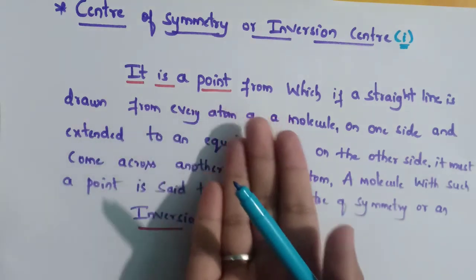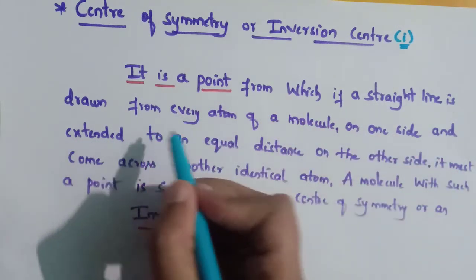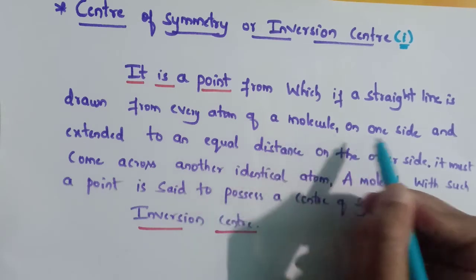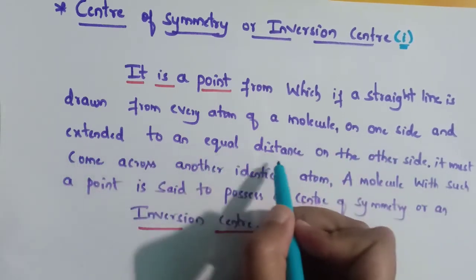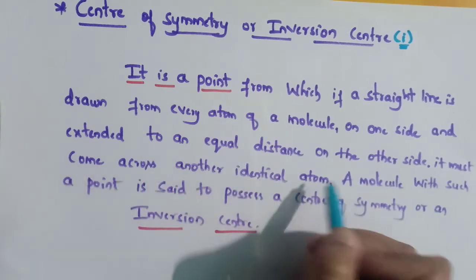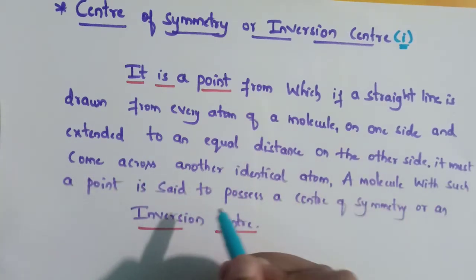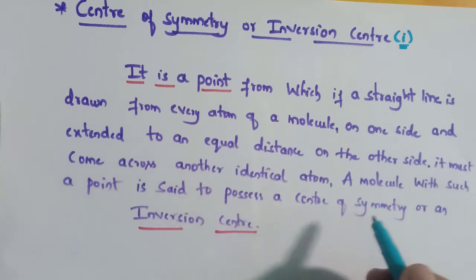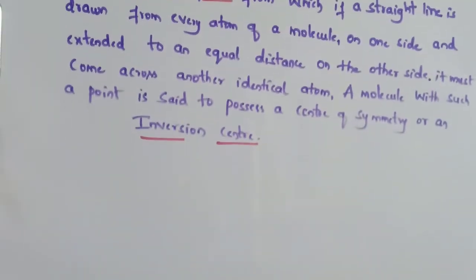It is a point from which, if a straight line is drawn from every atom of a molecule on one side and extended to an equal distance on the other side, it must come across another identical atom. A molecule with such a point is said to possess a center of symmetry, also called an inversion center. That means if you take a molecule, there should be such a point in the molecule. I will explain with an example so you can understand it.